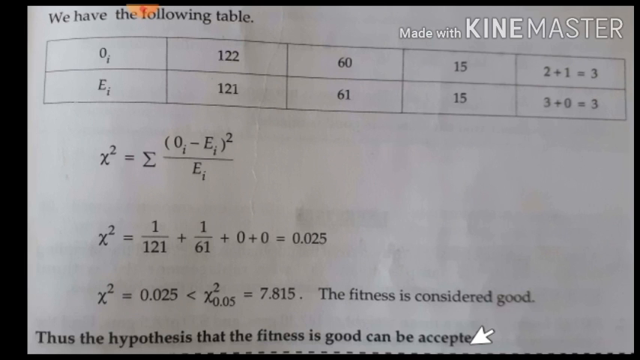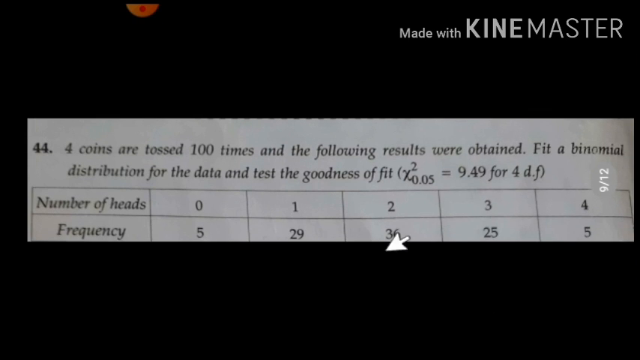Similarly, goodness of fit is obtained for the binomial distribution. I have also taken a problem where 4 coins are tossed 100 times and the following results are obtained. First, fit a binomial distribution and test the goodness of that fit using the chi-square test. So here the degree of freedom is given as 4. So the number of data should be one more than the degree of freedom, so it should be 5.